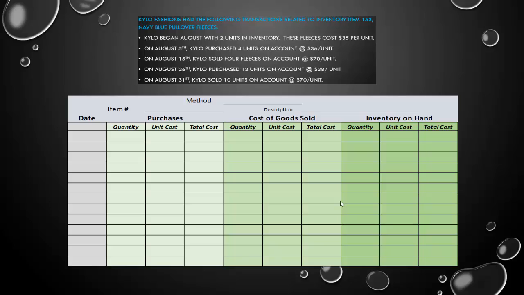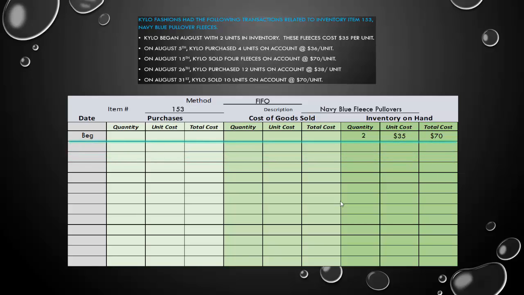So let's use our perpetual inventory record to keep track of the purchase cost, cost of goods sold, and inventory on hand for this item 153, using this time the FIFO, or first in, first out method. So for item 153, our navy blue fleece pullovers, we're going to begin with 2 units in inventory at a unit cost of $35 a piece, which means the total value of item 153 in our inventory is going to be $70 when the month of August begins.